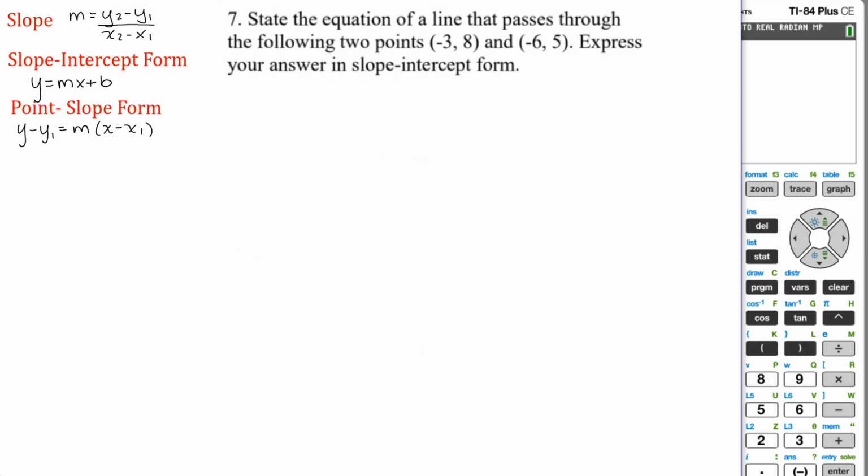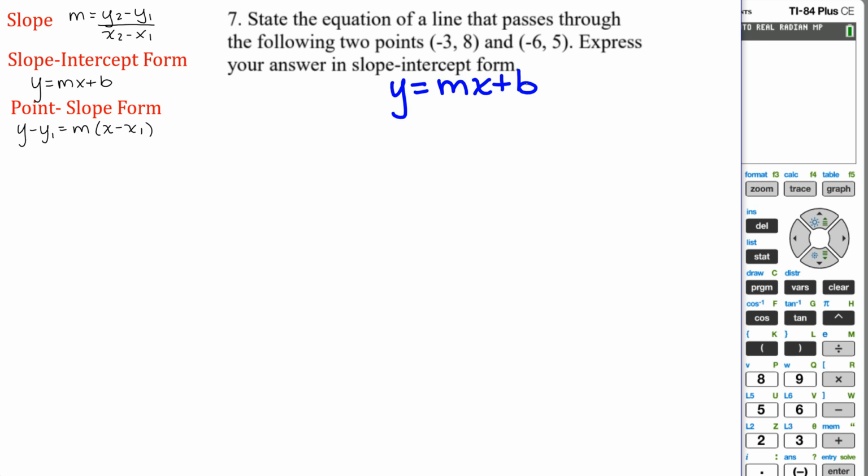Oops. Let's look at number 7. So 7 says state the equation of a line that passes through the following 2 points, -3, 8 and -6, 5. But for this one, instead of point-slope form, they want us to write it in slope-intercept form. So slope-intercept form is y equals mx plus b.